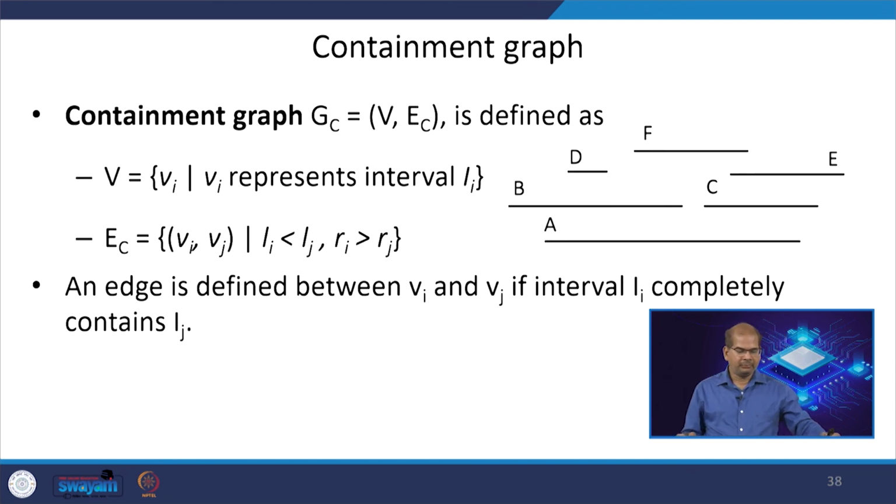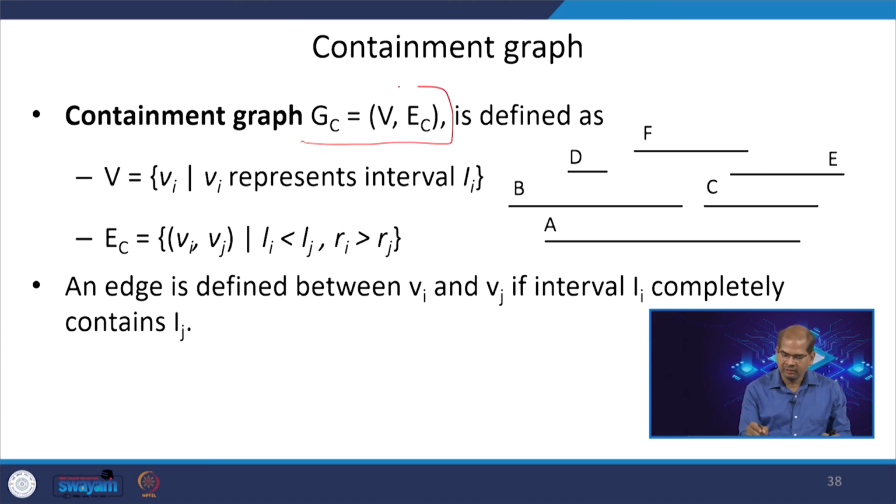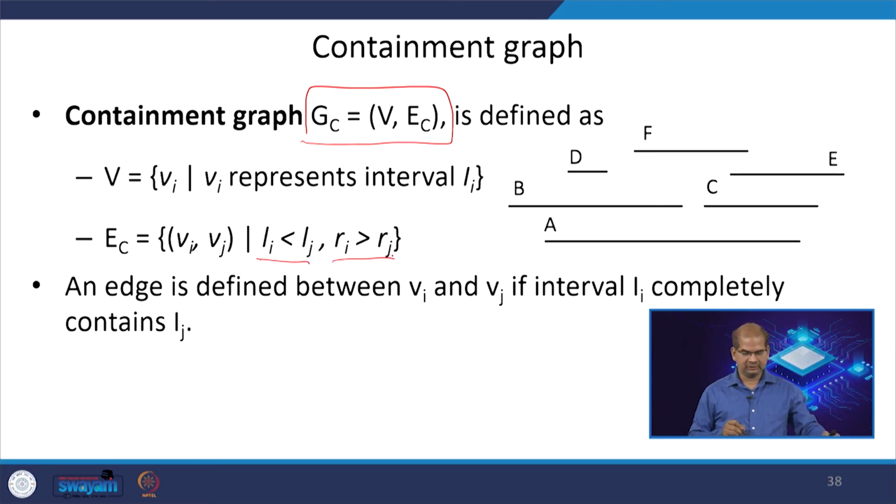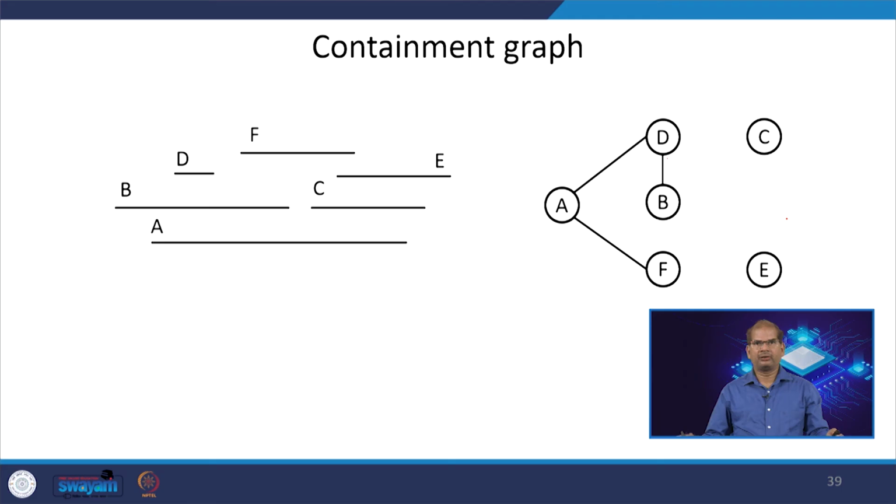The containment graph is GC, which is also defined over the intervals. If you can see here, L I is less than L J and R I is greater than R J, so it is completely contained inside. Basically, an edge is defined between V I and V J if interval I completely contains interval J. So, there is an edge between B and D. This is an example of a containment graph.